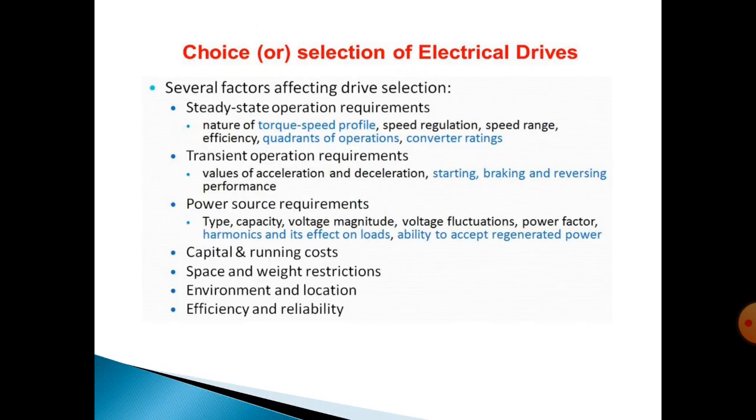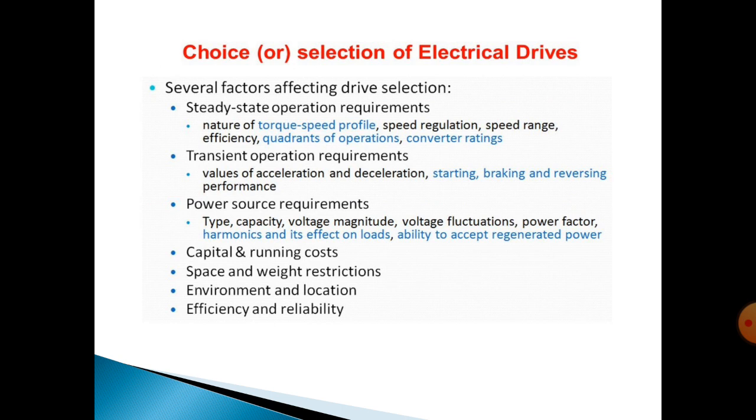Before that, we will discuss choice or selection of electrical drives. This topic is very important for selecting the electrical drives. The selection of an electric drive depends on a number of factors. Some of the important factors are: first one is steady state operation requirements. In this requirement, the characteristics are the basic thing, the nature of speed torque characteristics.